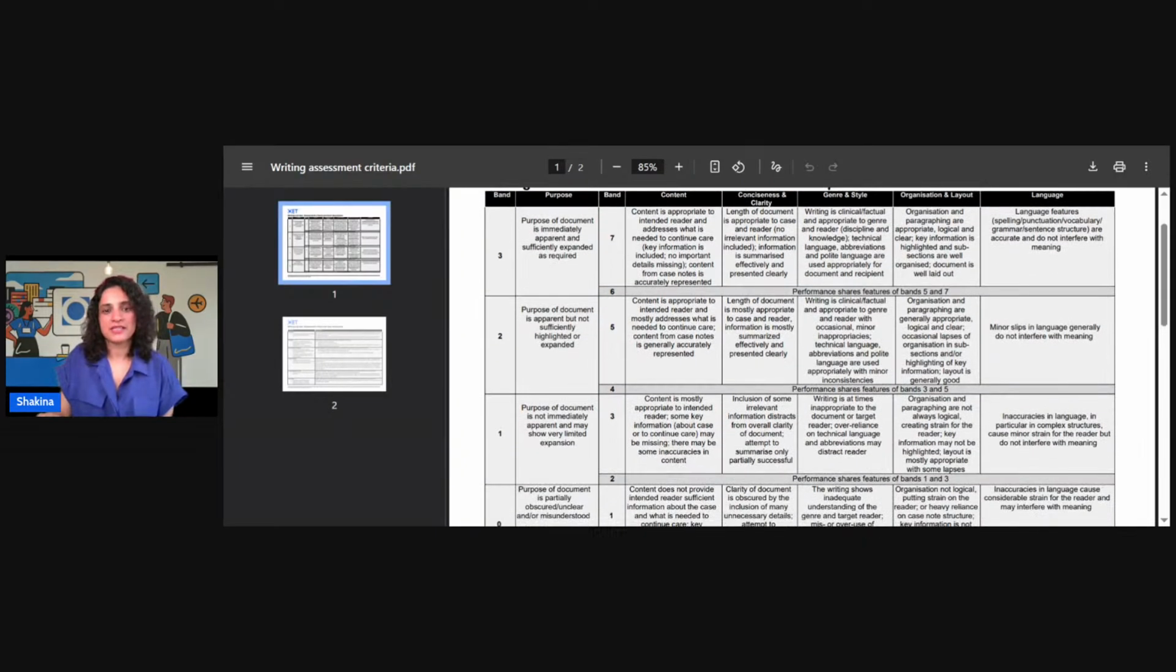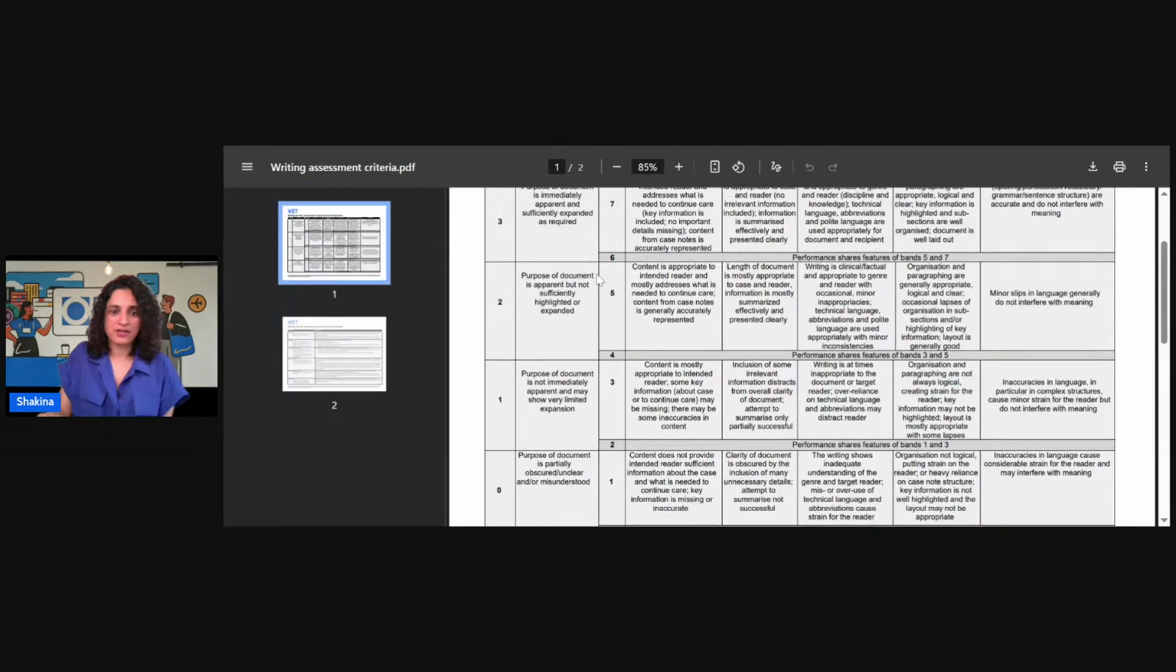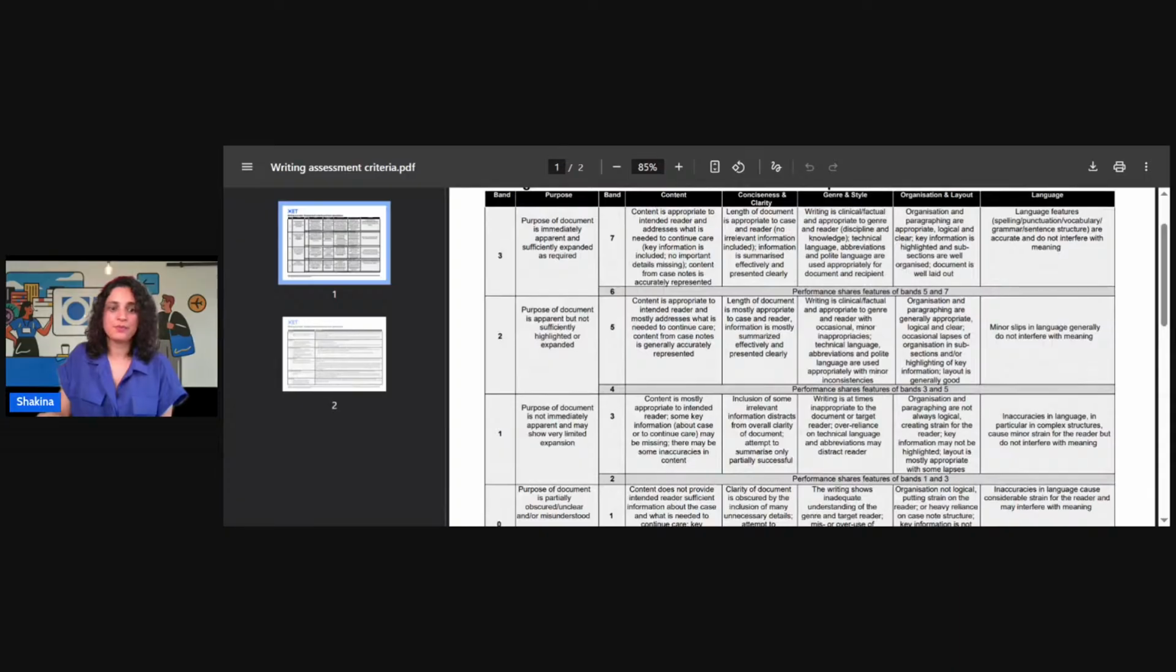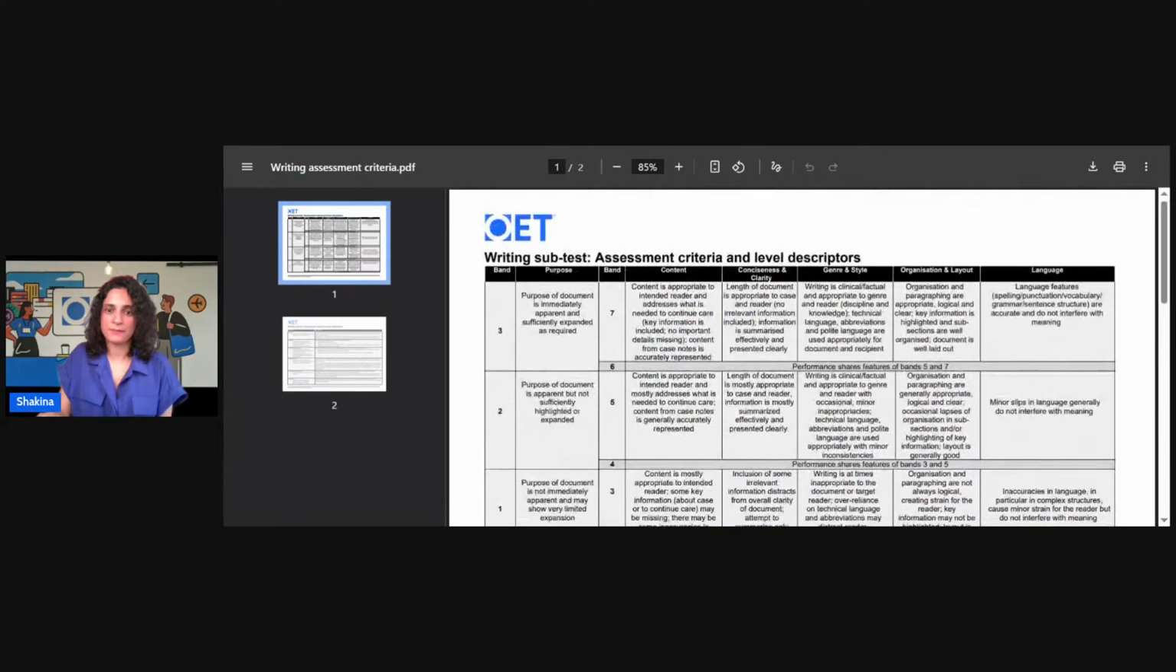So as you can see, this is the writing criteria. This document is available on our website, on our writing page, and I'm going to put a link to it in the chat once I finish. So the writing criteria, there are six. So you've got purpose, content, conciseness and clarity, genre and style, organization and layout, and language. Each of the criteria are marked from 0 to 7, except purpose, which is 0 to 3.